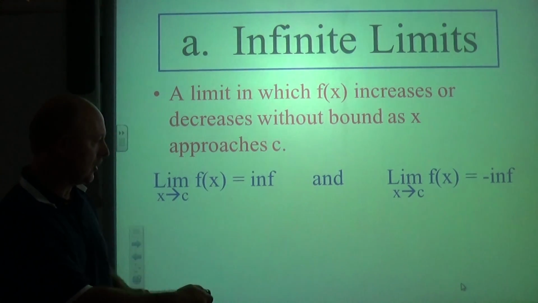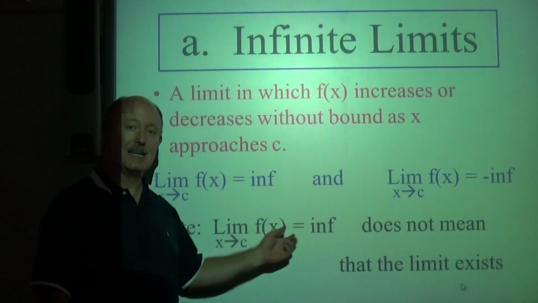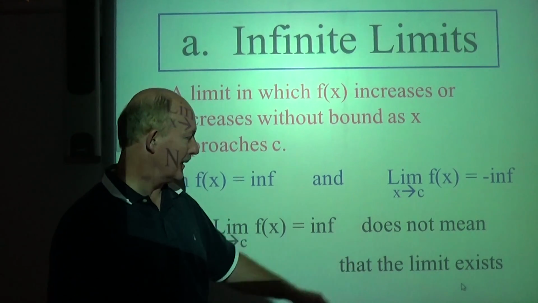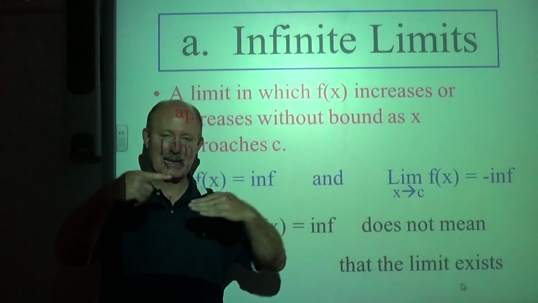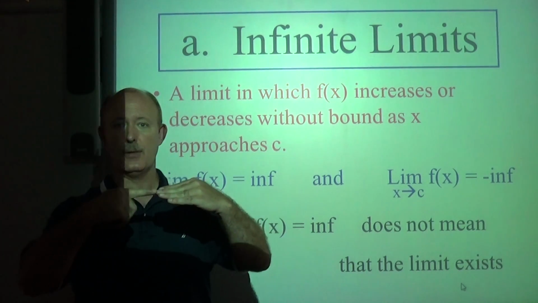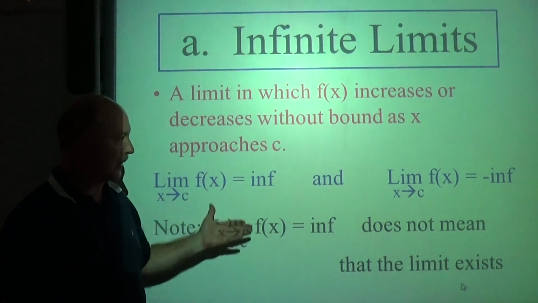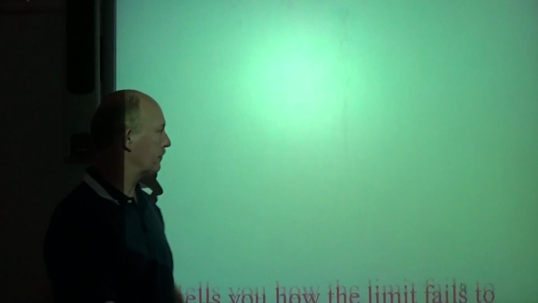Now, I put a little note here on a PowerPoint to remind everybody that an infinite limit is technically not really a limit. It does not mean that the limit exists, all right? So just remember, the left-hand limit and the right-hand limit have to be equal to each other before we have an actual limit. So an infinite limit, or a limit at negative infinity or positive infinity, technically doesn't exist.